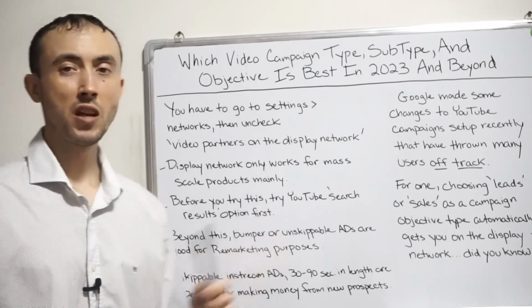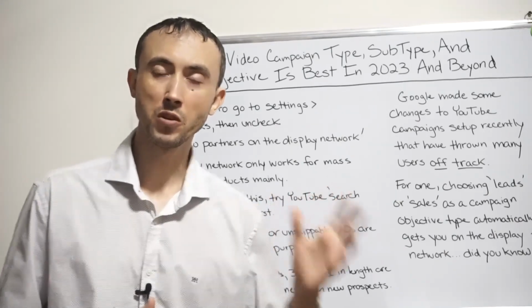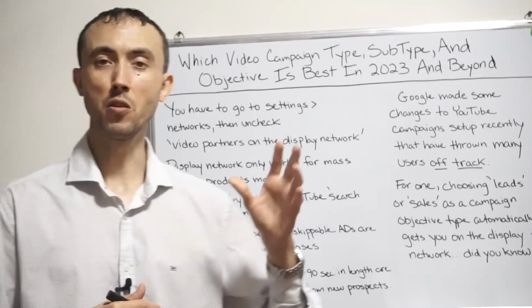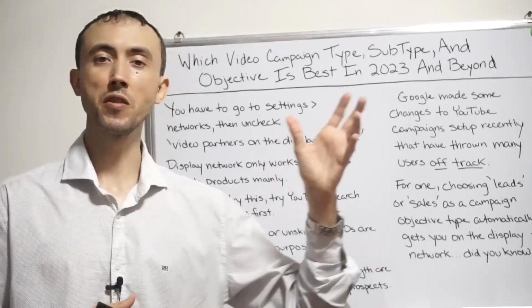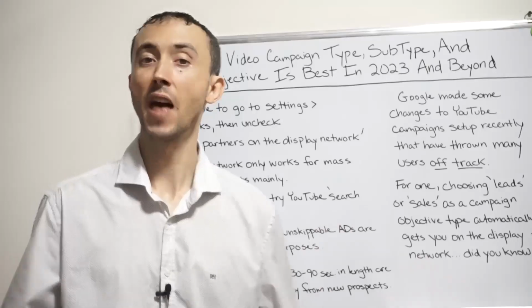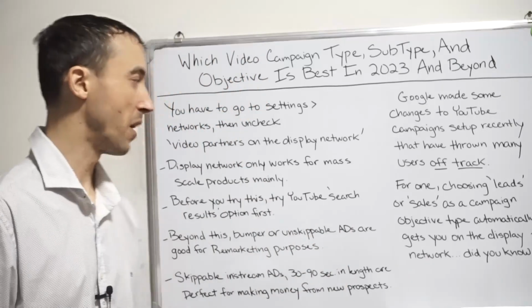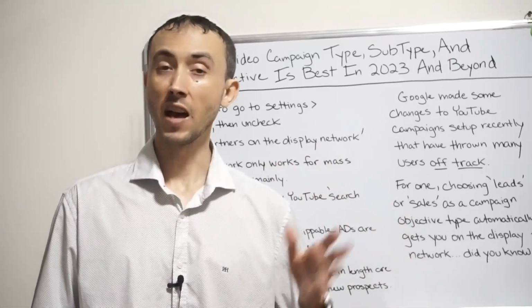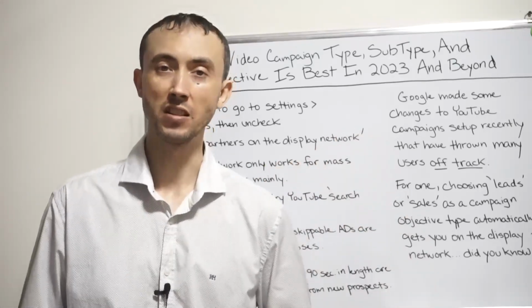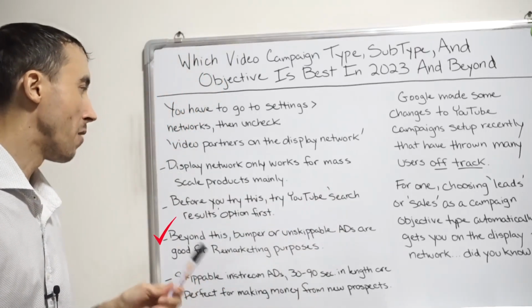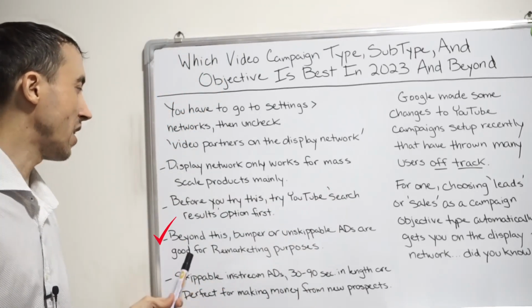But once you've got the search results option working and tested, then you could go after the option for the display network. Possibly that will work as well. That's what I would be doing personally with my campaigns, trying to get into YouTube with video advertising through the Google Ads platform itself. All right.